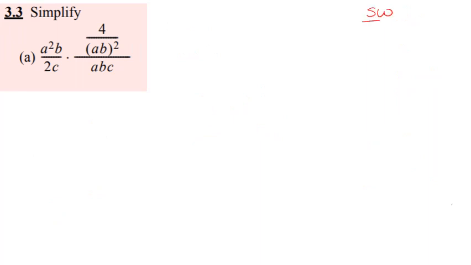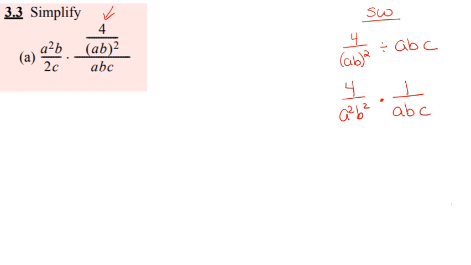For the second part, I have 4 over ab squared divided by abc. So this is going to be 4 over a squared b squared, I'm distributing the exponent there, times 1 over abc. And that's going to become, nothing reduces, a cubed b to the third c. Okay, so back to the original problem.